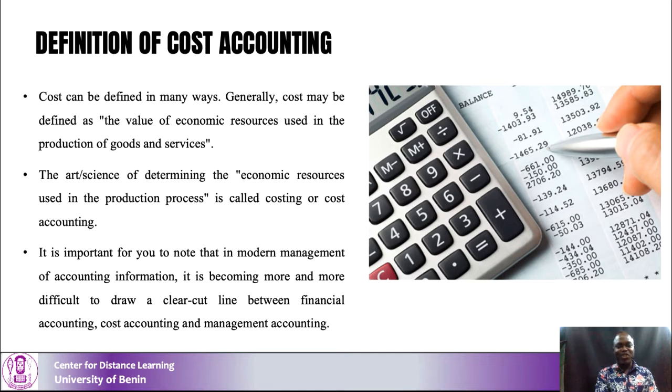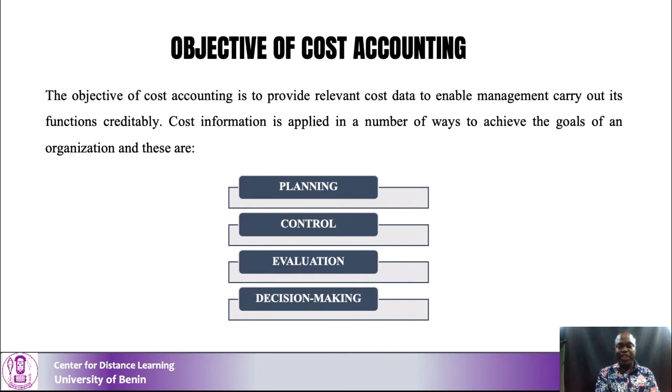It is important for you to know that in modern management accounting, it is becoming more and more difficult to draw a clear-cut line between financial accounting, cost accounting and management accounting. The objective of cost accounting is to provide relevant information that enables management to carry out its function creditably. Cost information is applied in a number of ways to achieve planning, control, evaluation, and decision making.